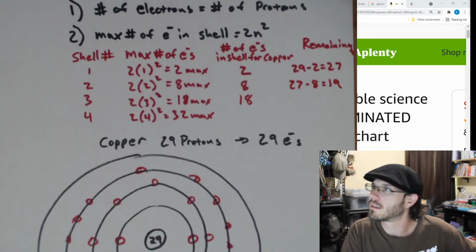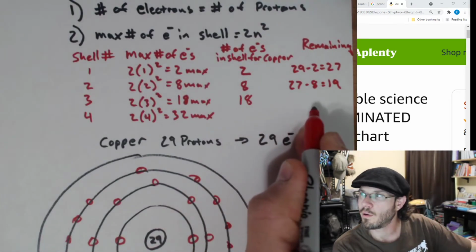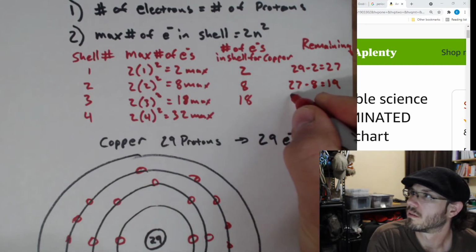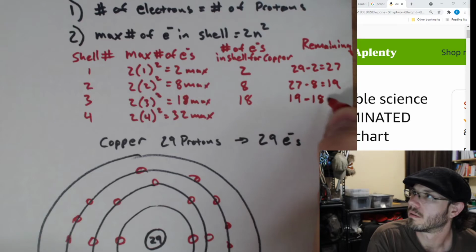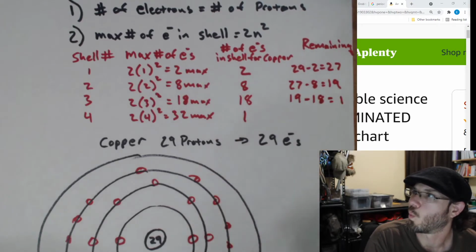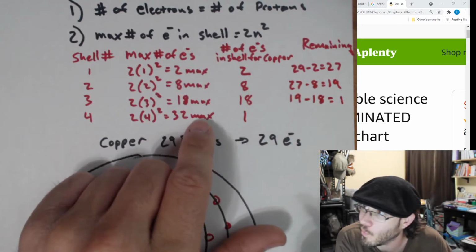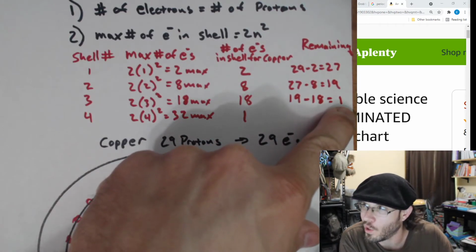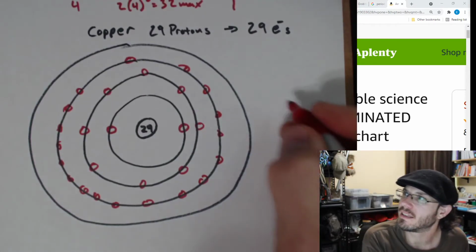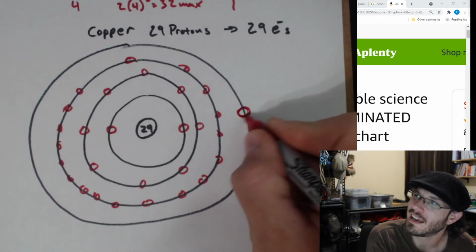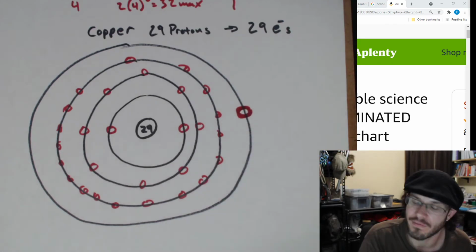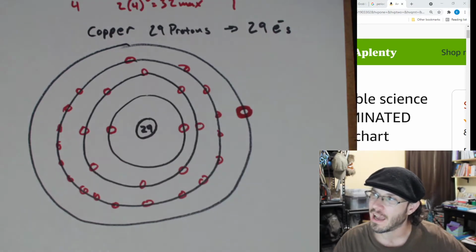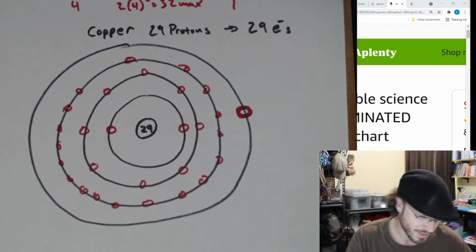Well, how many remaining electrons do we have to fit into the next shells? One. Okay. The last shell can hold up to 32, but it only needs to hold 1, because we had 1 remaining. That means that this outermost shell has 1 electron hanging out by itself. Now, electrons in the outermost shell are referred to as valence electrons.